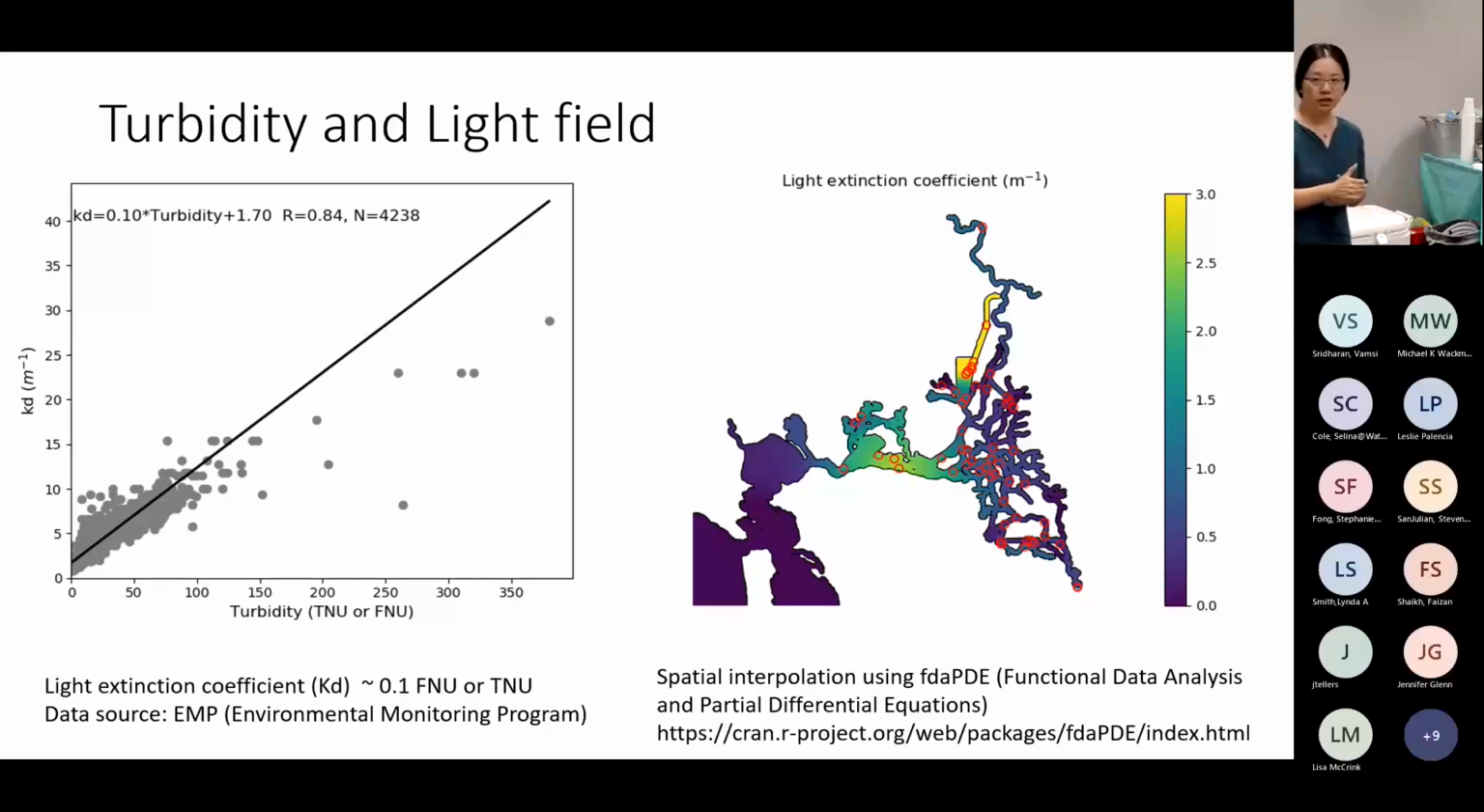So we're using that relationship, and on the right is the continuous observation of turbidity throughout the delta system. And then we interpolate spatially to create this continuous map of the light field. The spatial interpolation method we use is called FDAPDE. That's a special method that takes into account the irregular geometry. So it's very suited for the system and has been applied to quantify delta smelt habitat in the past for our environmental permit for the State Water Project.